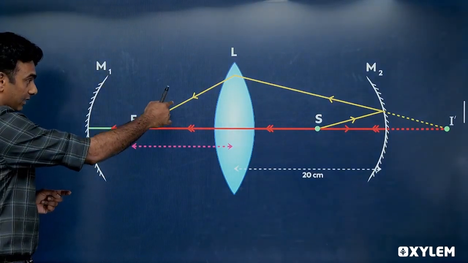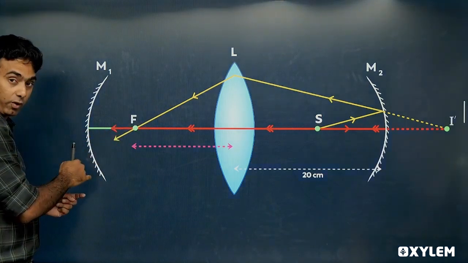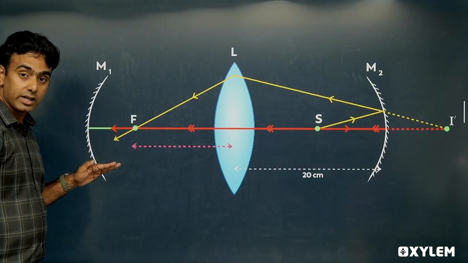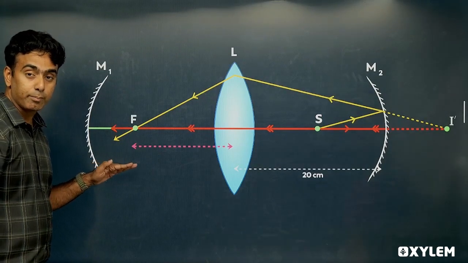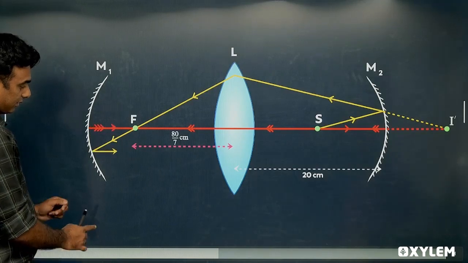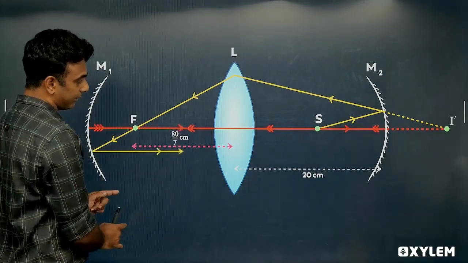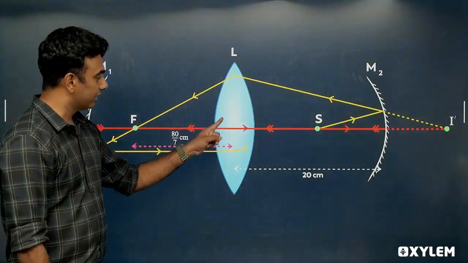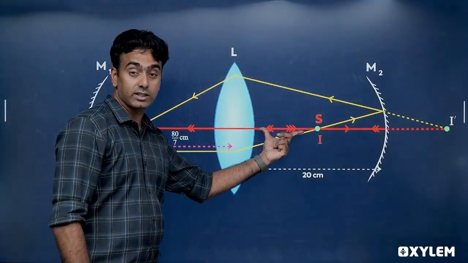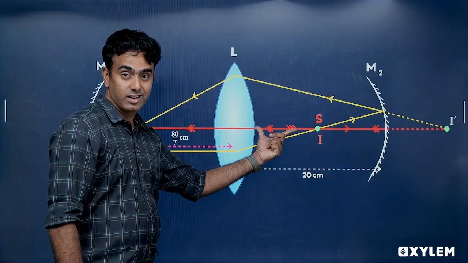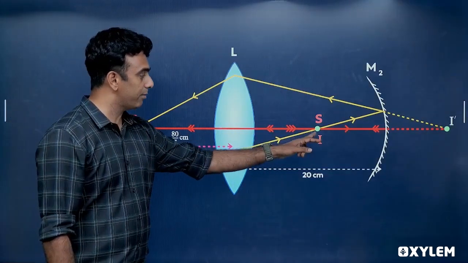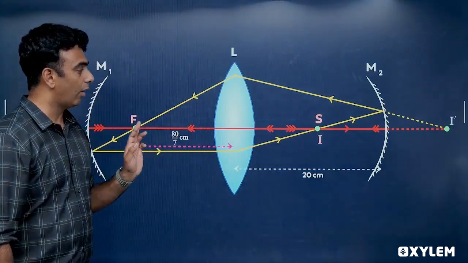See, when light rays pass through the focus, after reflection the light rays will move parallel to the principal axis. Again, the focal length of this mirror is 10 centimeter. Obviously this length is also 10 centimeter. And finally the image forms at the object itself.